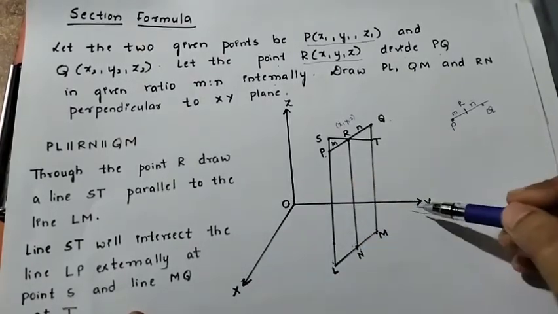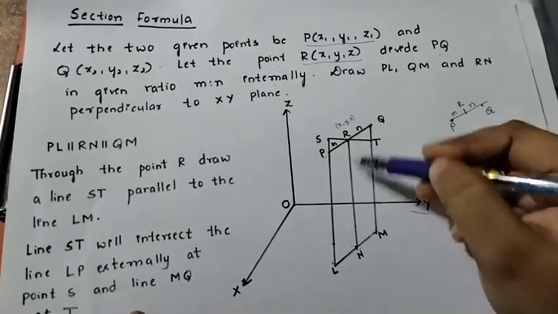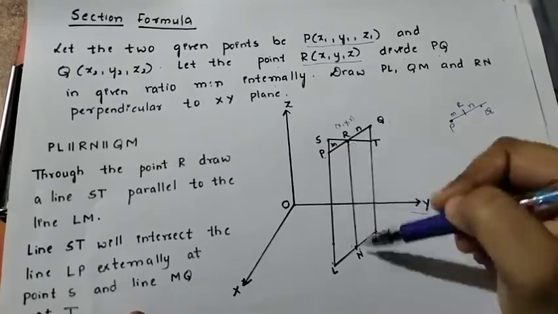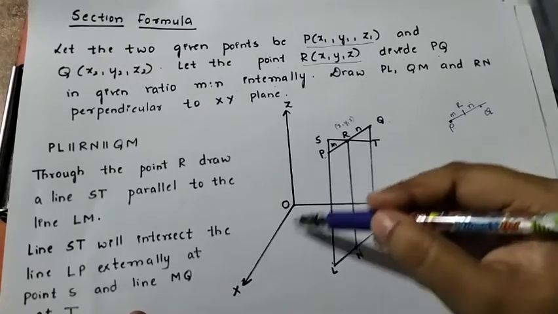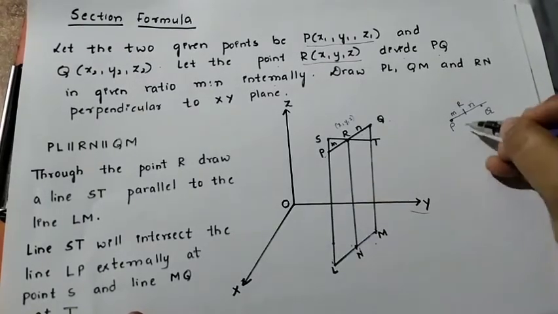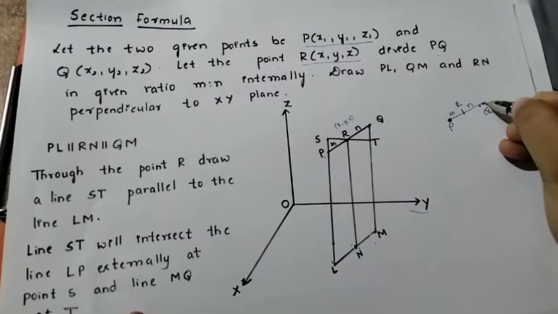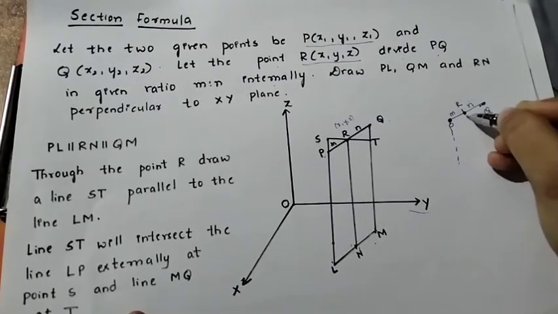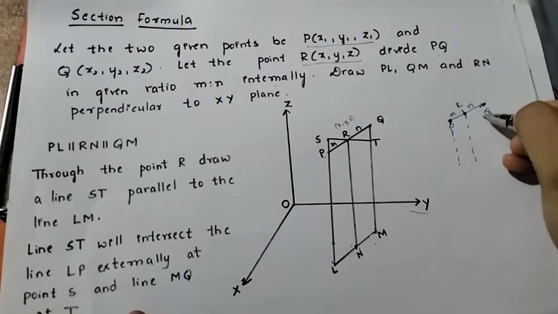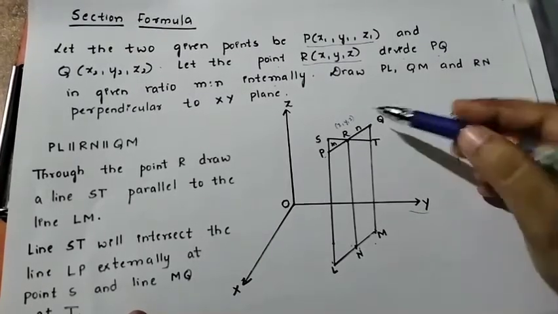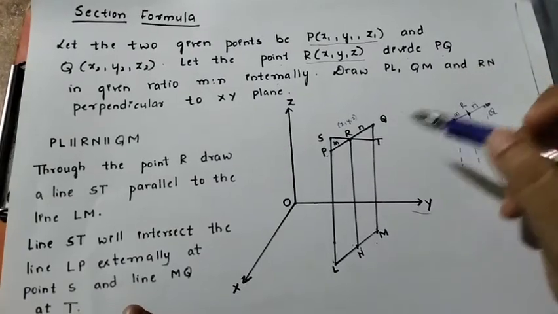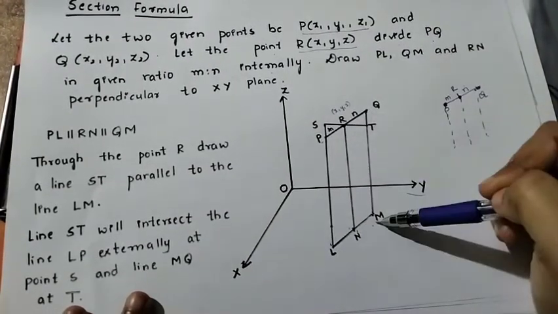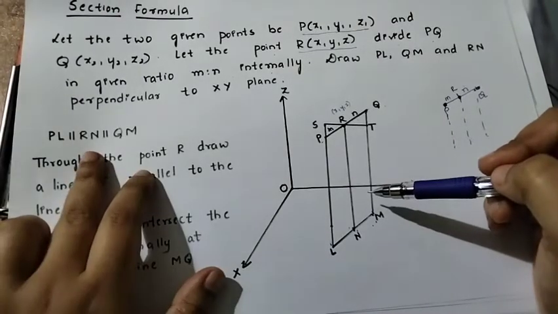All these three lines I draw perpendicular to the xy plane. So here, for the xy plane, PL, Rn and Qm, these three lines I draw perpendicular to the xy plane. There is a point P, there is a point Q, and it is divided by the point R. Then I draw the perpendiculars like this to the xy plane. So this is the diagram. Now you can see here PL is parallel to Rn, Rn is parallel to Qm. Same thing I've written here.